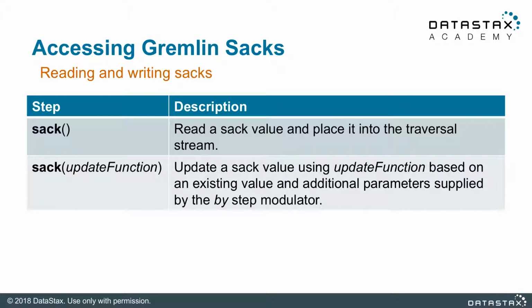The next steps to introduce are those which allow us to mutate, update, or inspect a traverser's sack. The sack step is used for these functions, reading the sack value and writing to it. The sack step with no parameters reads the sack value and places it in the traversal stream. The sack step can also take an update function, which will update the sack based on two things. First, the existing object in the sack, and second, parameters supplied by the step modulator. Common update functions that I use or have seen used are sum, min, and mean. That'll become more clear as we look at the examples.